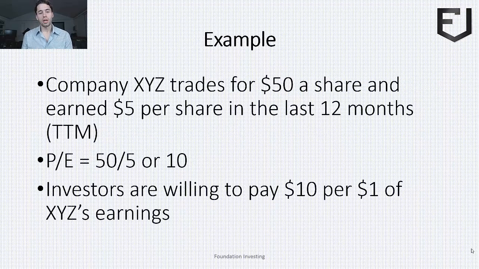So for example, take company XYZ. It's trading for $50 a share and earned $5 per share in the last 12 months. TTM there stands for trailing 12 months. You'll see that on most PE ratios. To get the PE, we take $50 a share and divide it by the earnings of 5, and we get 10. So the PE ratio of XYZ is 10. Investors are willing to pay exactly $10 per $1 of XYZ's earnings.